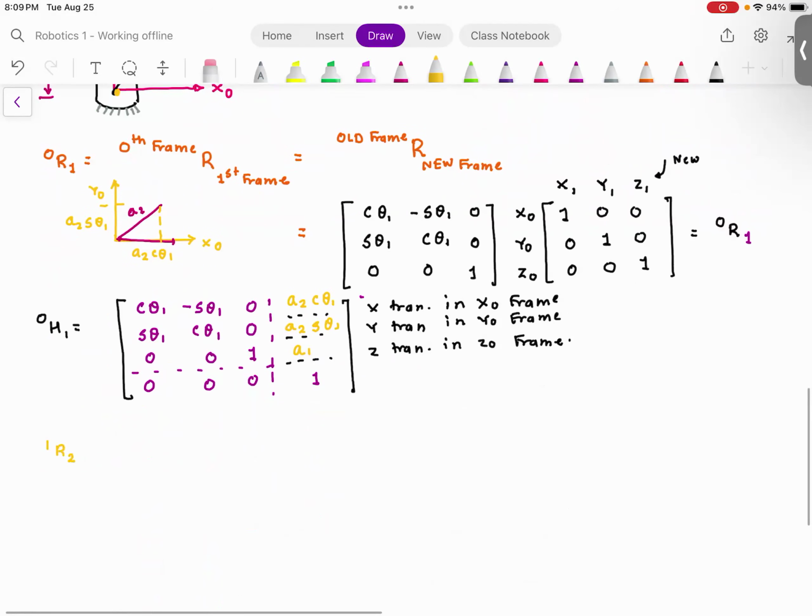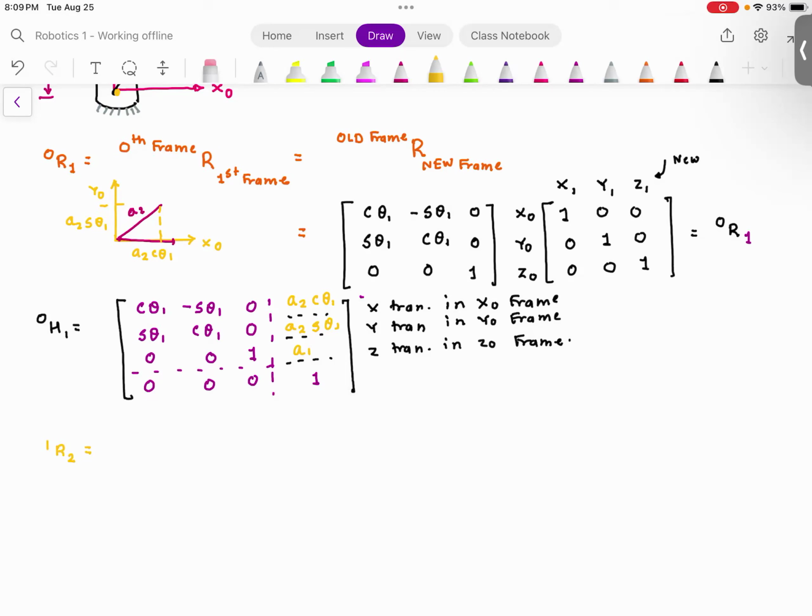1r2, which is the rotation matrix that is relating the first frame to the second frame. So we did 0th frame to the first frame. Now we are going to do first frame to the second frame. And that is where we will stop. Why? Because this robot only has 2 frames. So 0th frame, first frame, and second frame.